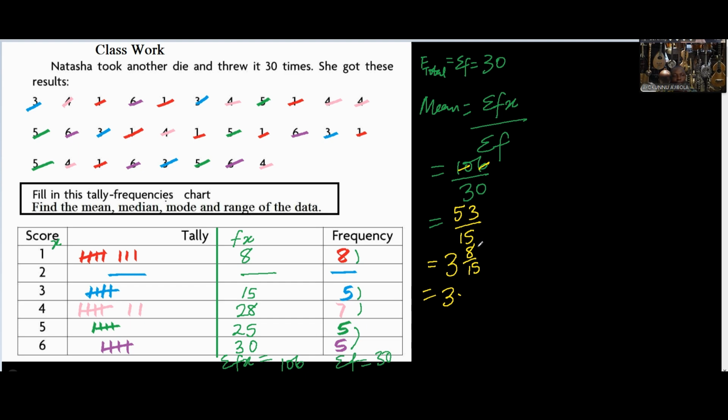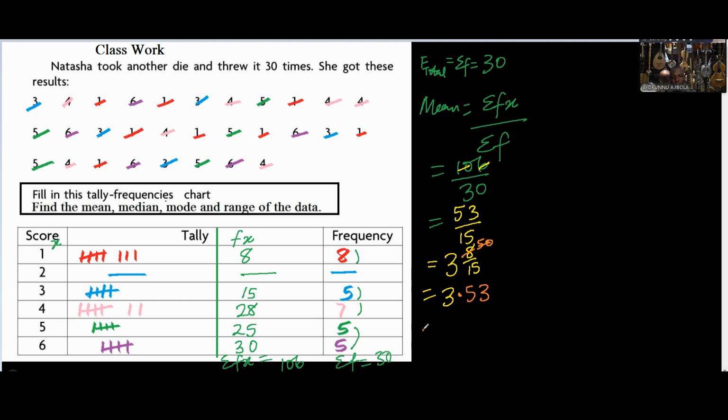If we want to change it to decimal, just say 3 point, then you put an imaginary 0 here. How many 15 can you see in 80? That'll be 5, which is 75. So 15 times 5 is 75. So that will remain the 5. So how many 15 in 50? That'll be 3, then 3, 3, 3. So you can stop it here as 3.53.